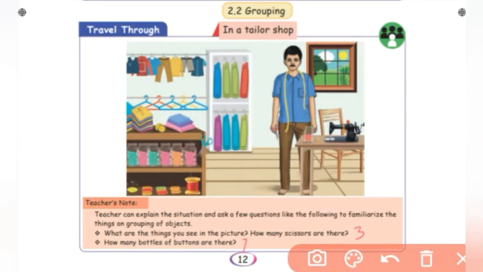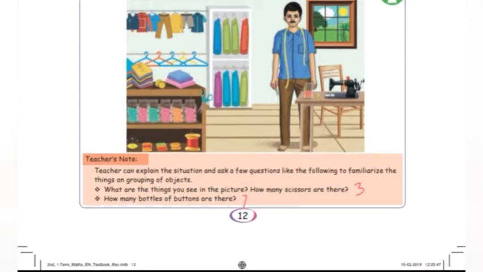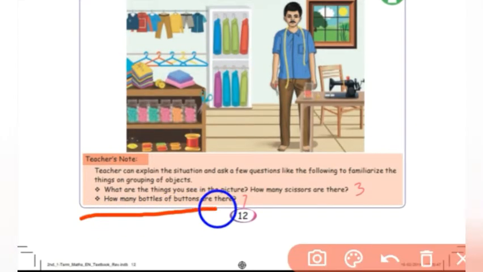How many scissors are there in this picture? See, 1, 2 and 3. 3 scissors are in this picture. You can write here 3. Next, how many bottles of buttons are there? See, here 1, 2, 3, 4, 5, 6, 7. 7 bottles of buttons are there. You can write here 7.